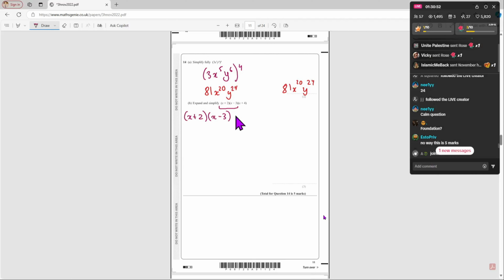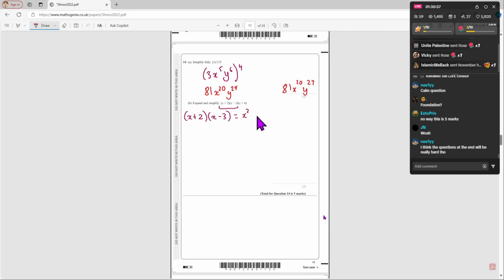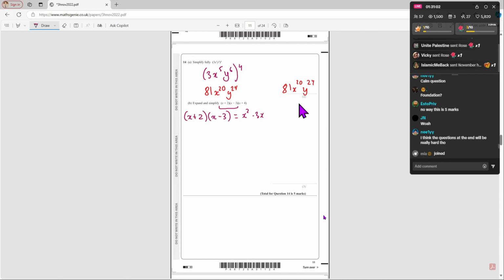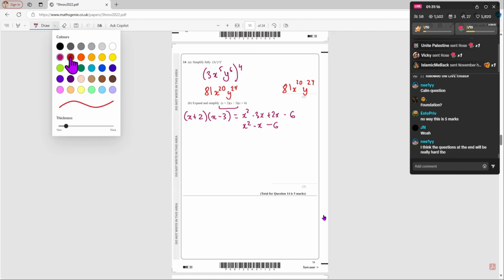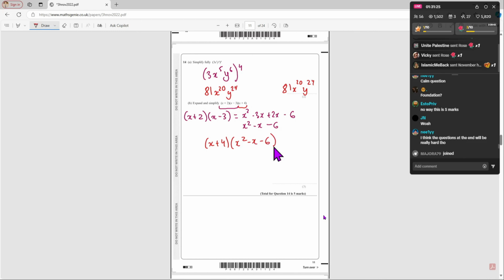So x times x is going to be x squared. X times negative 3 is going to be negative 3x. 2 times x is going to be plus 2x. And then 2 times negative 3 is going to give us negative 6. And then you can simplify this to x squared minus x minus 6. And now once we have done that, we're going to put this together with this other bracket. So it's going to be x plus 4, and then x squared minus x minus 6.